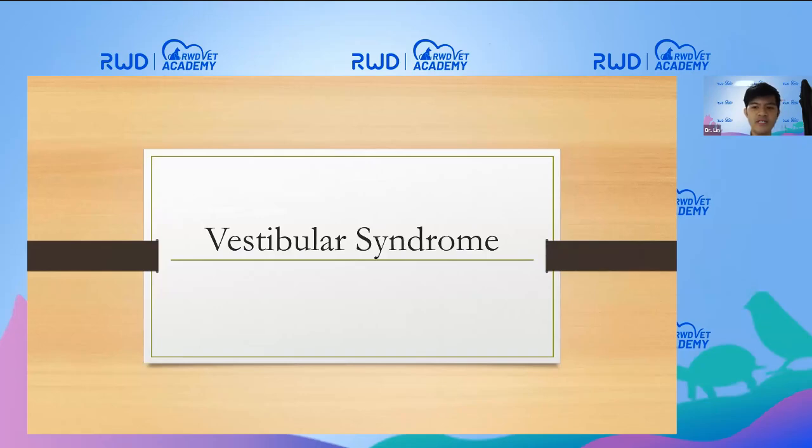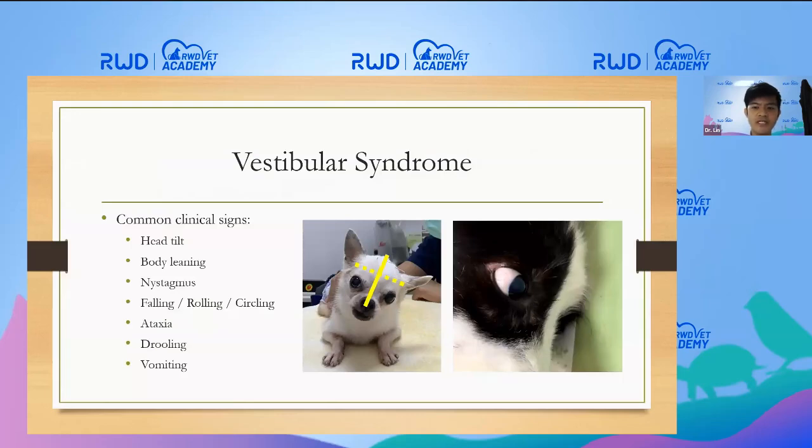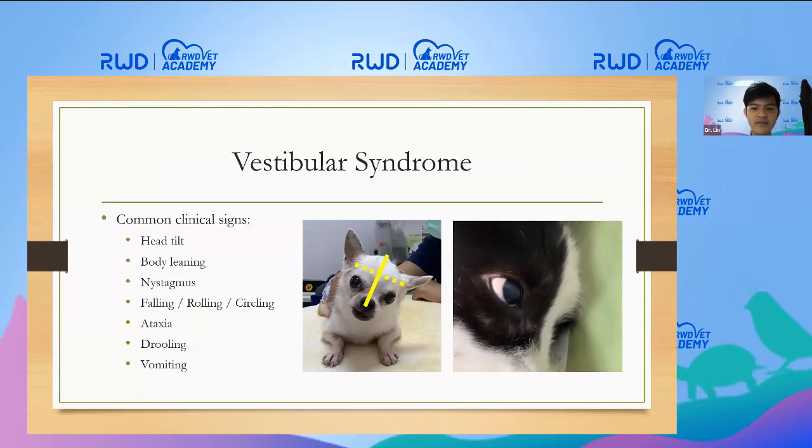Then, what is vestibular syndrome? Common signs of vestibular syndrome in dogs and cats include head tilt. Head tilt means rotation of the head with one ear held lower than the other. The second one is body leaning. The third one is nystagmus. Please see the video. Nystagmus means flickering of the eyeball from side to side or up and down.